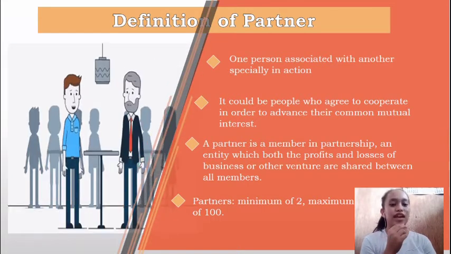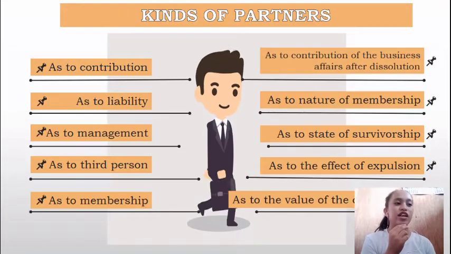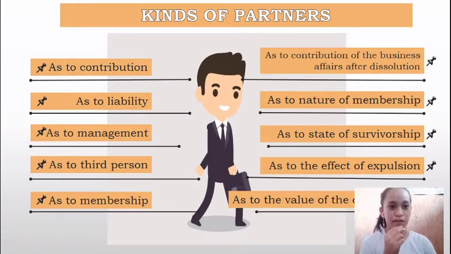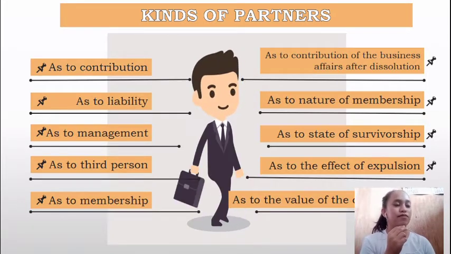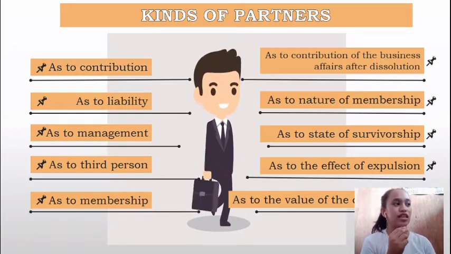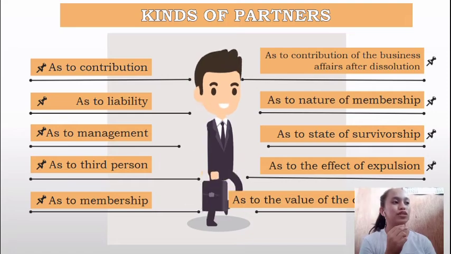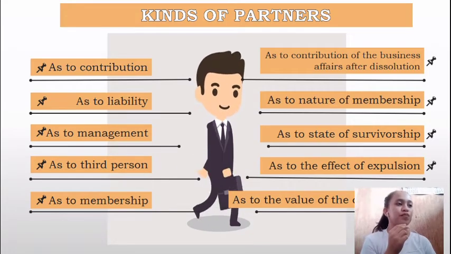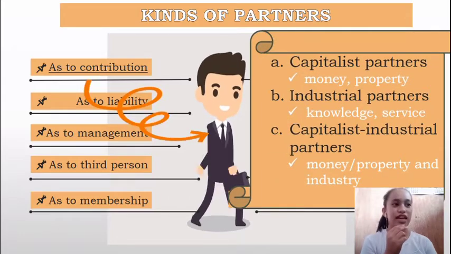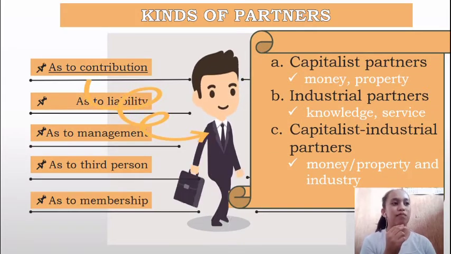Next, let's go to the kinds of partners. There are different kinds of partners in a partnership, but they are classified from different perspectives. The first one is as to contribution. A partner could be a capitalist, industrial, or capitalist-industrial partner.